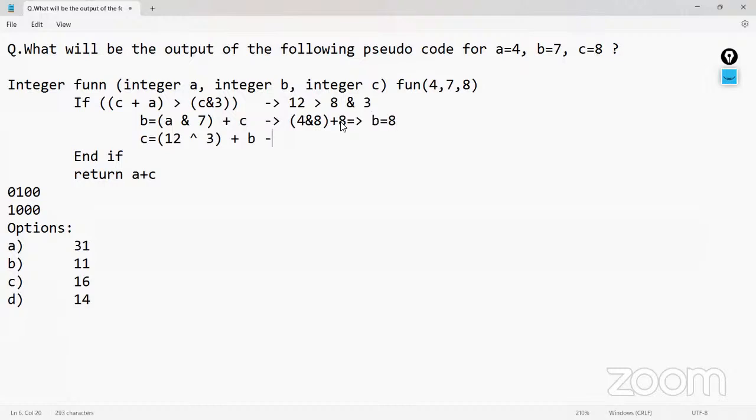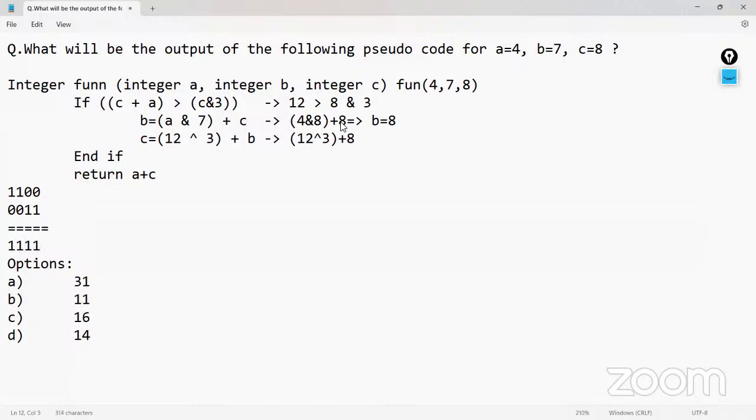Okay, and at this line, what is going to happen? C equals 12 XOR 3, plus B. B is what? 8. The value of updated B is 8. Now let us calculate 12 XOR 3. Binary of 12 is 8 plus 4, and the binary of 3 is 0, 0, 2 plus 1. I am calculating the XOR from the right direction, since I'm working with notepad. So it is different: 1, 1, 1, 1.